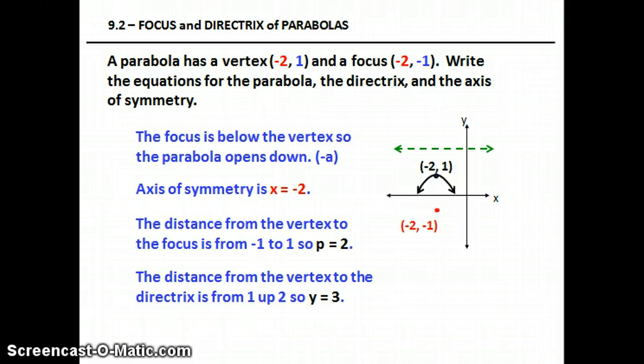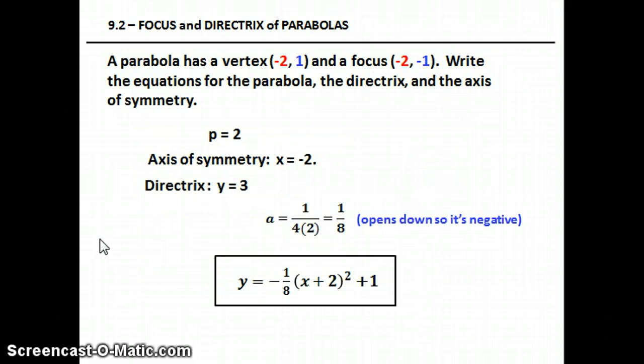Now, keep going. We're not done yet. Now that we know that p is 2, we know our axis of symmetry is x equals -2, and our directrix is y equals 3. In order to find our equation, we need to figure out what a is. If a equals 1 over 4p, obviously it's going to be 1 over 8. But remember, it opens down, so it's going to be -1 over 8. And here is my equation, because we already know our vertex is -2, 1. Seems very common sense, very simple.